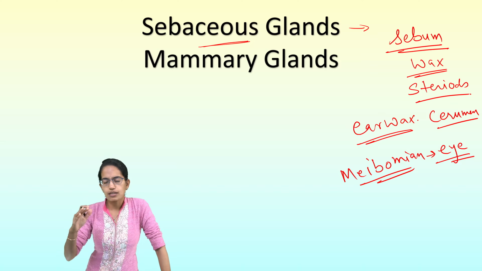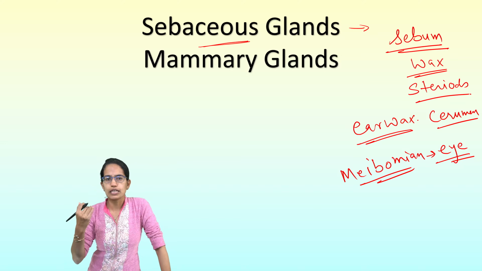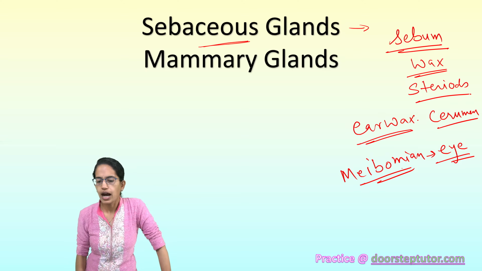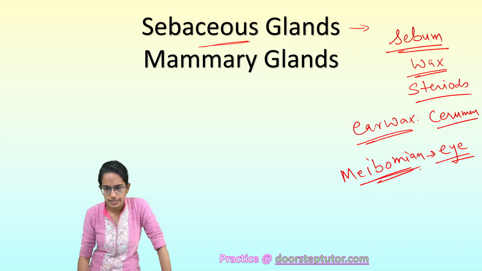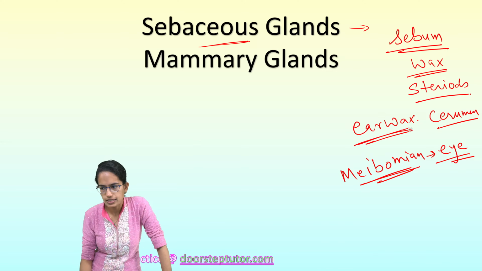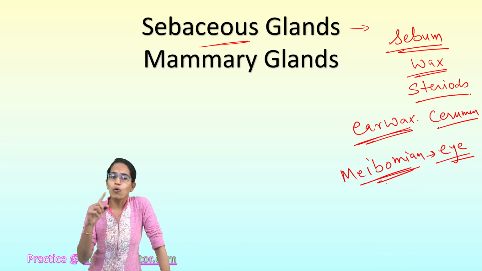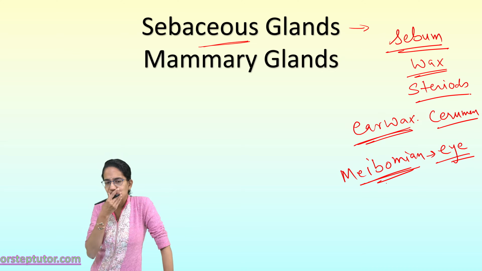It does prevent any outflow of the tear by lubricating the eyes. So meibomian glands in the eyes, ceruminous glands in the ears are important glands. Now, some modifications of the sebaceous glands that we see.